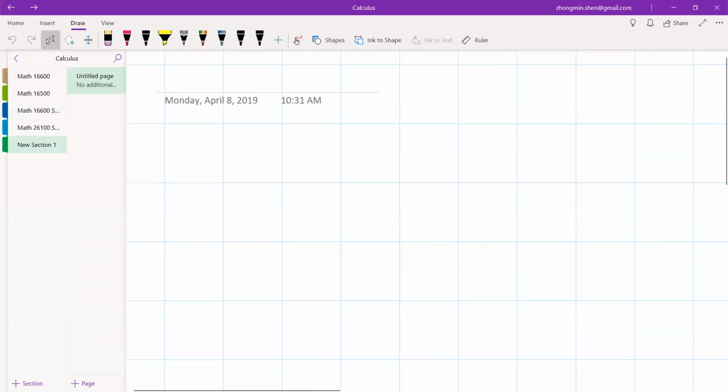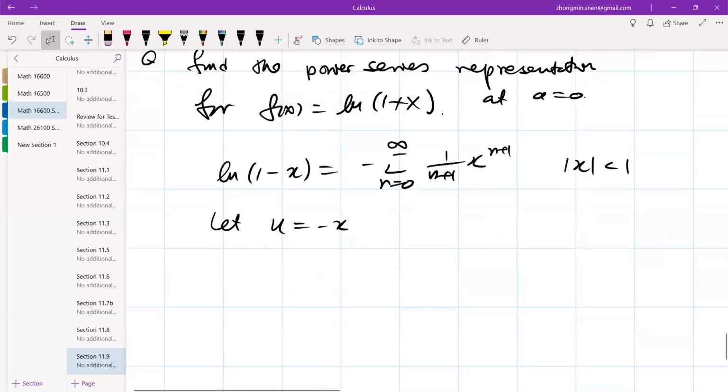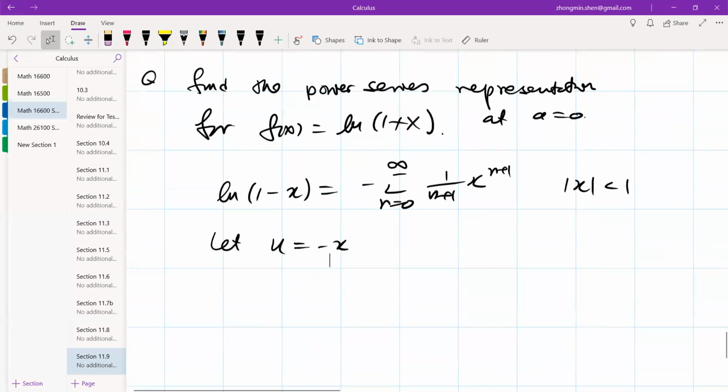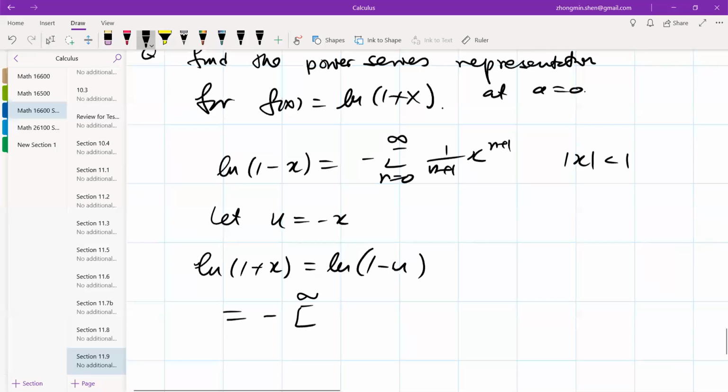Oops, where is my function? Okay. So let u be negative x. Then natural log of 1 plus x is going to be natural log of 1 minus u, right? Yeah. Then, according to the above formula, you have... no, just the positive sign.